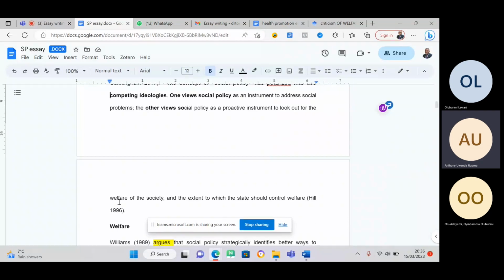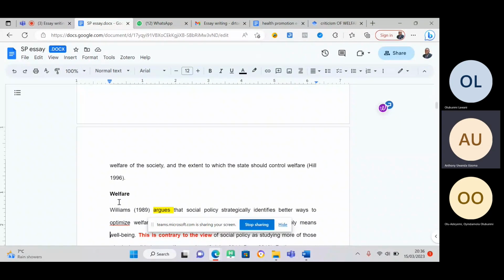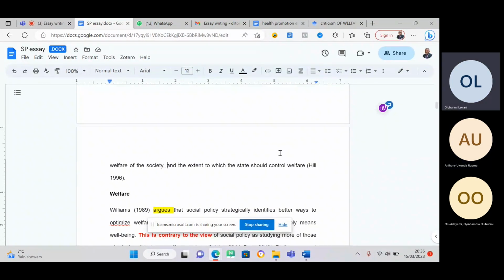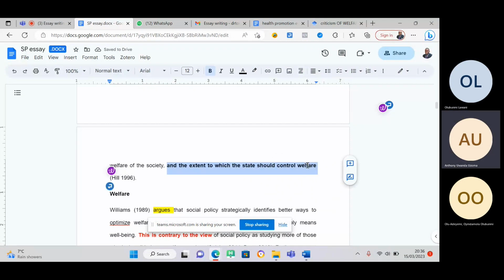Are you listening to me? Yes. How do I link social policy to welfare now? Can you see this last sentence? "And to the extent should control." So I find a way of linking the previous paragraph, to gently introduce a keyword that will link me to the next paragraph.